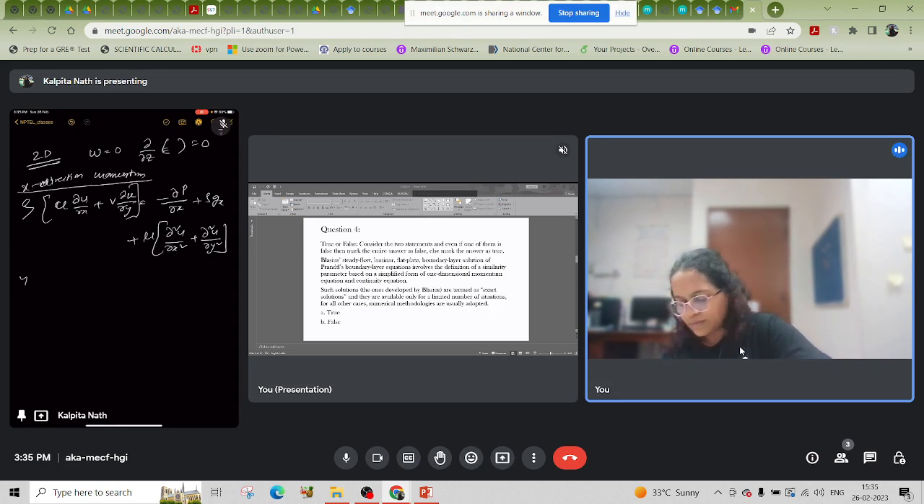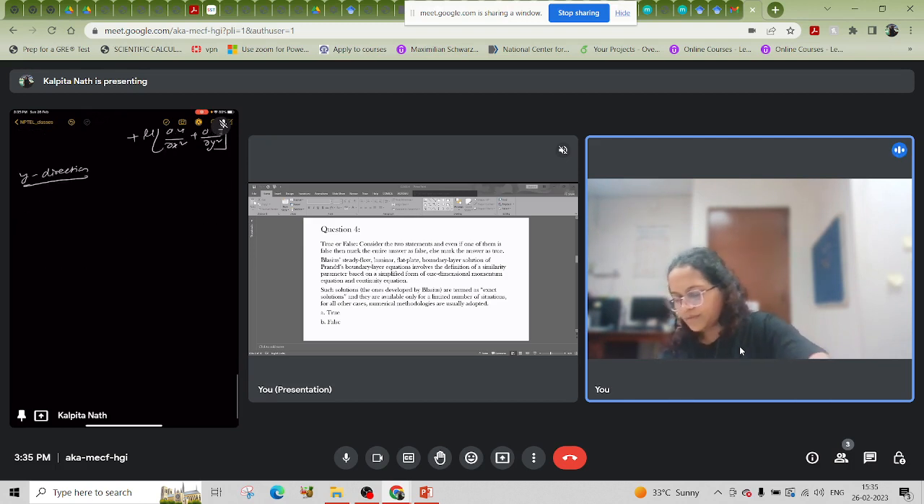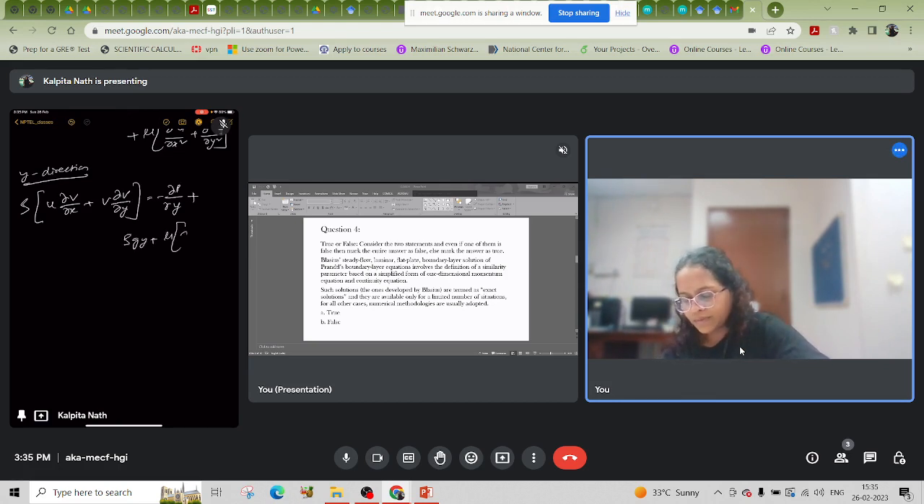And another is the y direction momentum equation. What is the y direction momentum equation? That is density times (U del V/del X plus V del V/del Y) equals minus del P/del Y plus rho Gy plus mu (del square V/del X square plus del square V/del Y square). Okay.